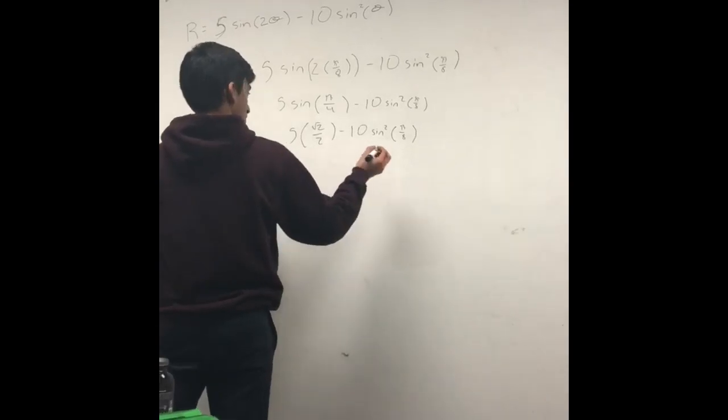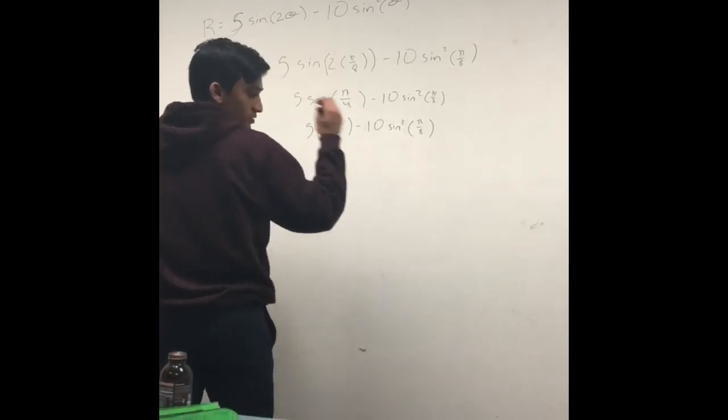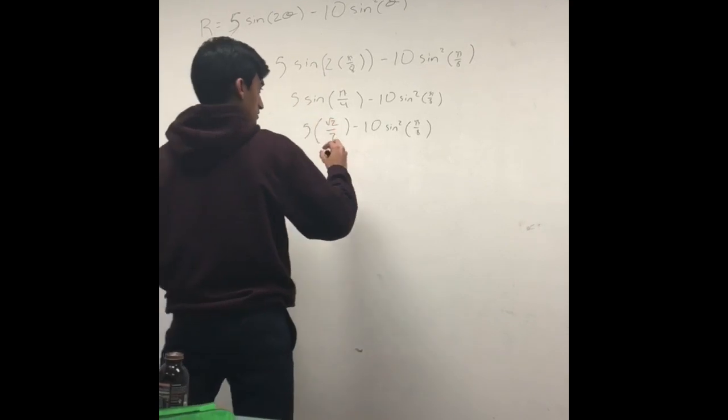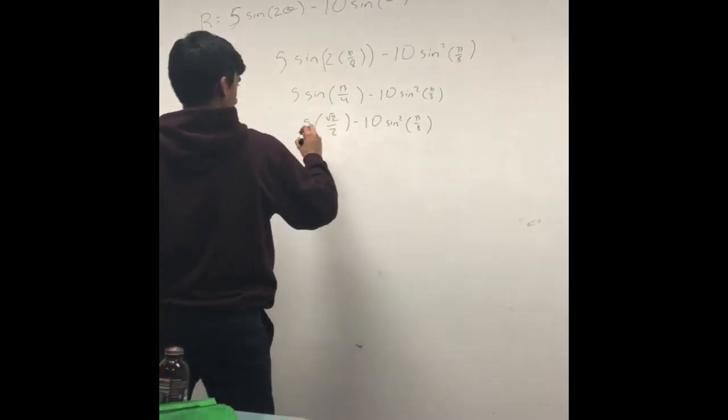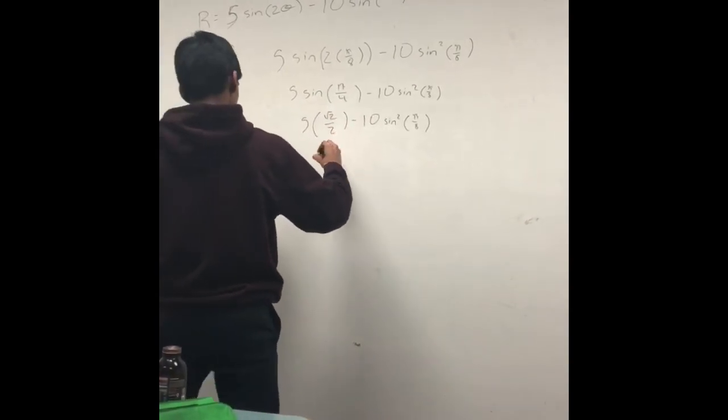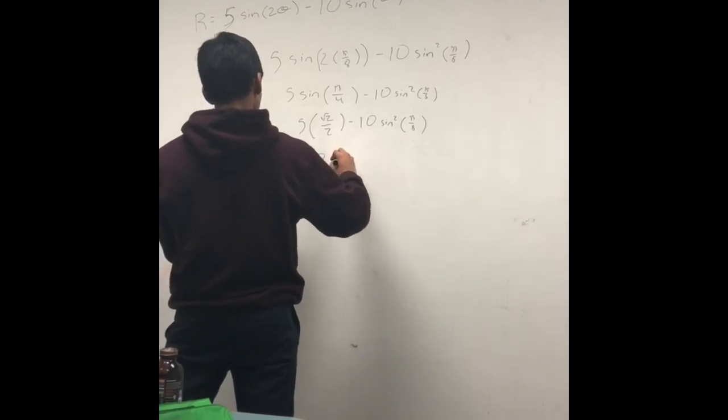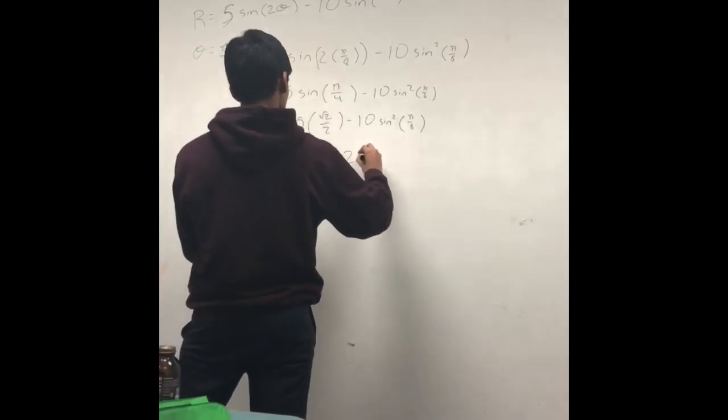And then we don't really know what pi over 8 is, so we just have to put that into our calculator. And once we put that into our calculator and subtract it from this right here, we get that the radius equals 2.07.